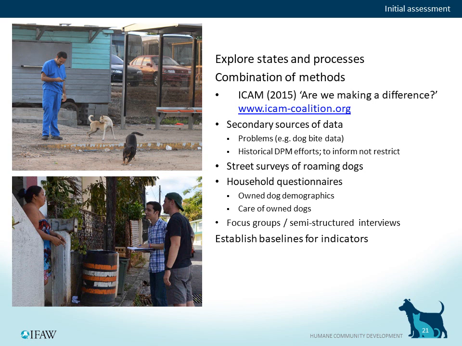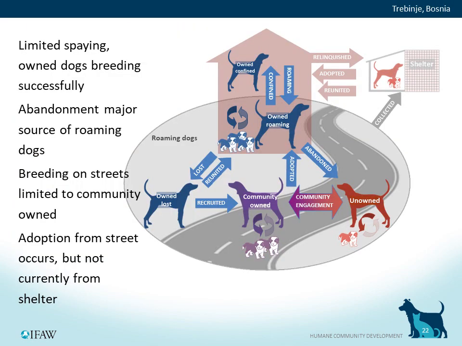But we also do need to go further in understanding why those caring behaviours do or do not exist. So you can use focus groups and semi-structured interviews with owners to understand why people do things like abandon their dog. This initial assessment also helps to establish baselines for important indicators like the density of roaming dogs. So I'd like to share with you this example of this exploration or initial assessment. This is from a municipality called Trebinje in Bosnia.